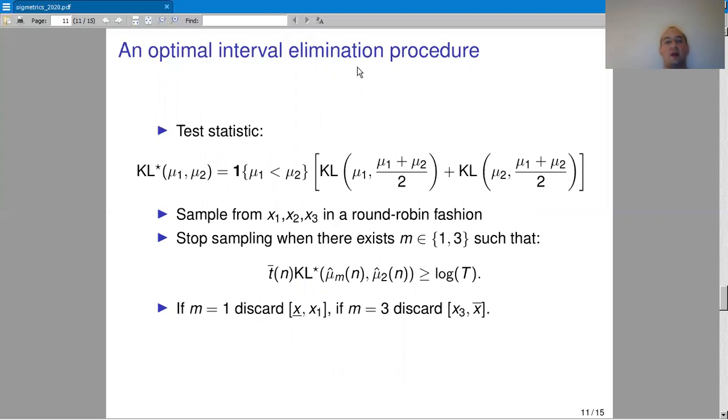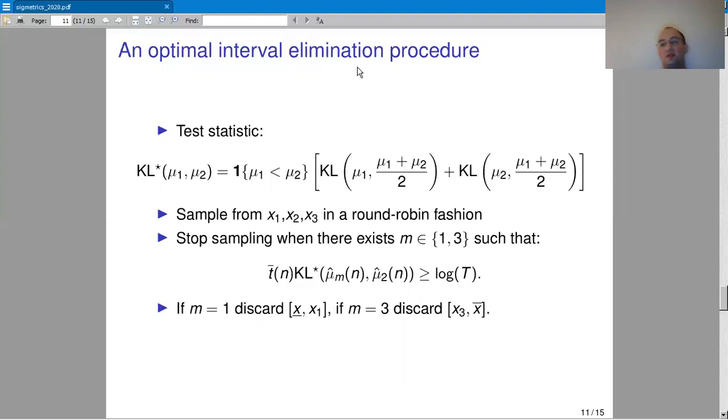K stands for Kullback-Leibler, and KL star of mu1, mu2 is equal to 0 if mu1 is greater than mu2, and otherwise it is equal to the Kullback-Leibler divergence for Bernoulli variables between mu1 and (mu1 plus mu2) divided by 2, plus the KL divergence between mu2 and (mu1 plus mu2) divided by 2. There is an information theoretic reason why we do this, and it is actually possible to prove that this is the optimal stopping criterion if we are trying to minimize the length of the test.